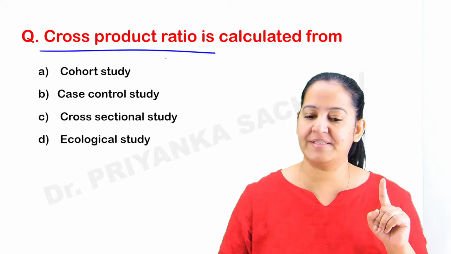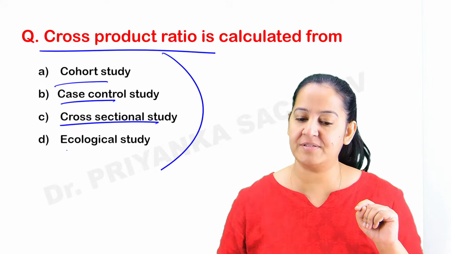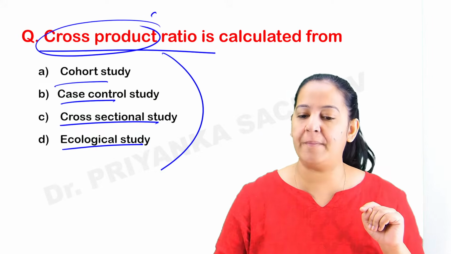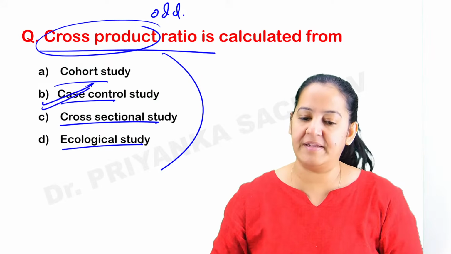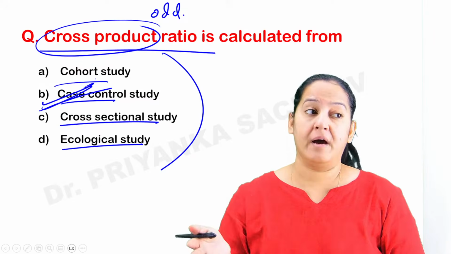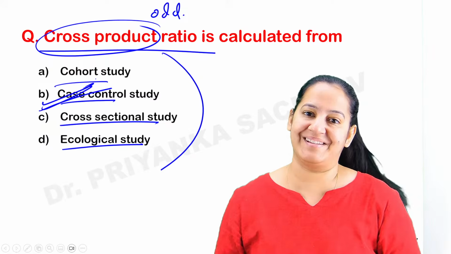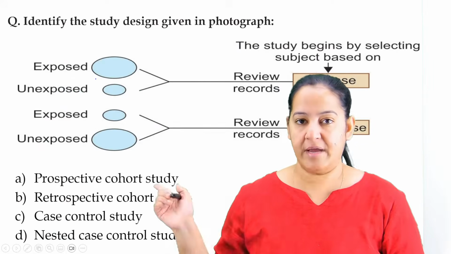Cross product ratio is calculated from which study? Is it cohort study, case control study, cross-sectional study, or ecological? By cross-product ratio, I mean the odds ratio. Odds ratio is a cross-product, AD upon BC. So, of course, it is done in case control. Whenever I teach you the cohort study in detail, I will tell you that equivalent to odds ratio, we have relative risk there. So, we calculate relative risk there. Here we have odds ratio.